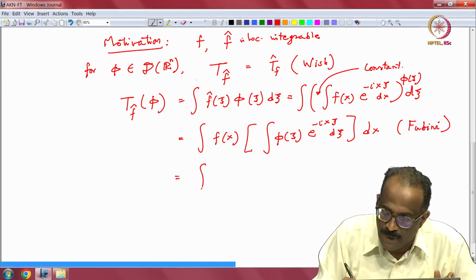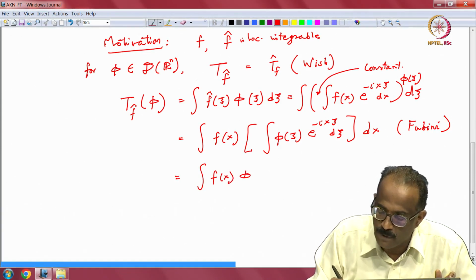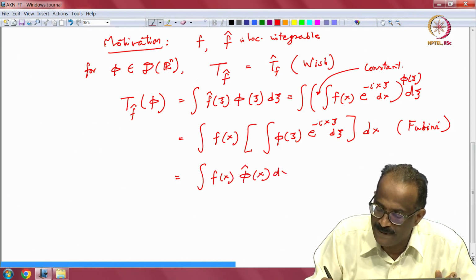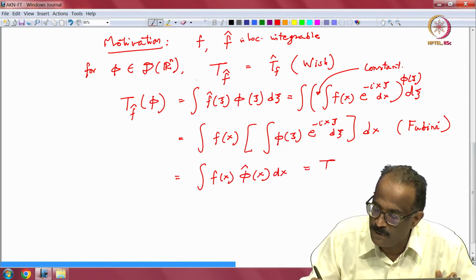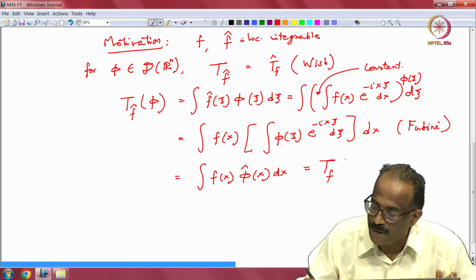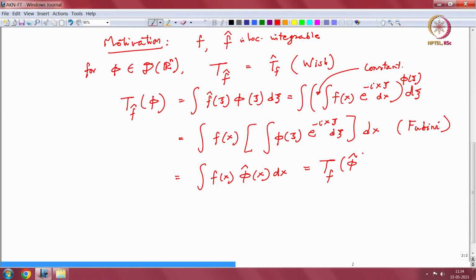So, this is nothing but the integral of f of x φ hat of x dx. So, as a distribution, T_f at φ hat, you see. That implies T_f hat acting at φ is equal to T_f acting at φ hat, you see.